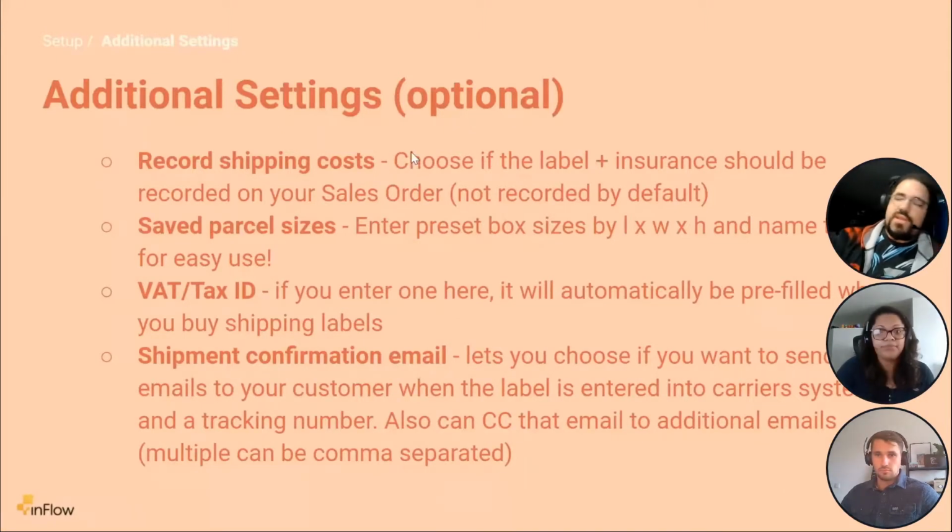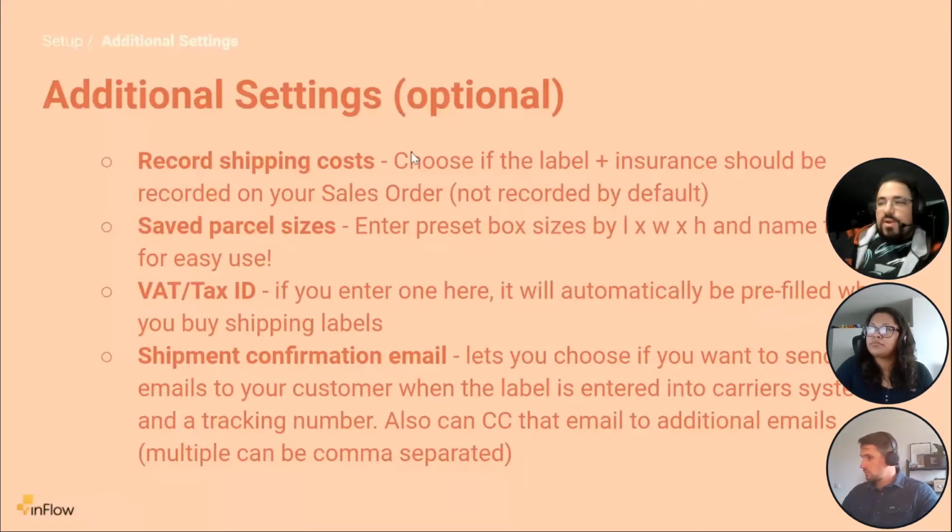Now, we'll see this once we get to it, but when you are setting up your inFlow and EasyPost connection, there are a few additional optional settings that you can set, and we'll go over them in more detail when we get to them. The main one I wanted to highlight is that you have the option to record the shipping costs on your sales orders automatically. You can choose to have the label and the insurance recorded on your sales order. This is not recorded by default, but you can choose to have it show either in the non-vendor cost or on the actual invoice itself, in the freight field.